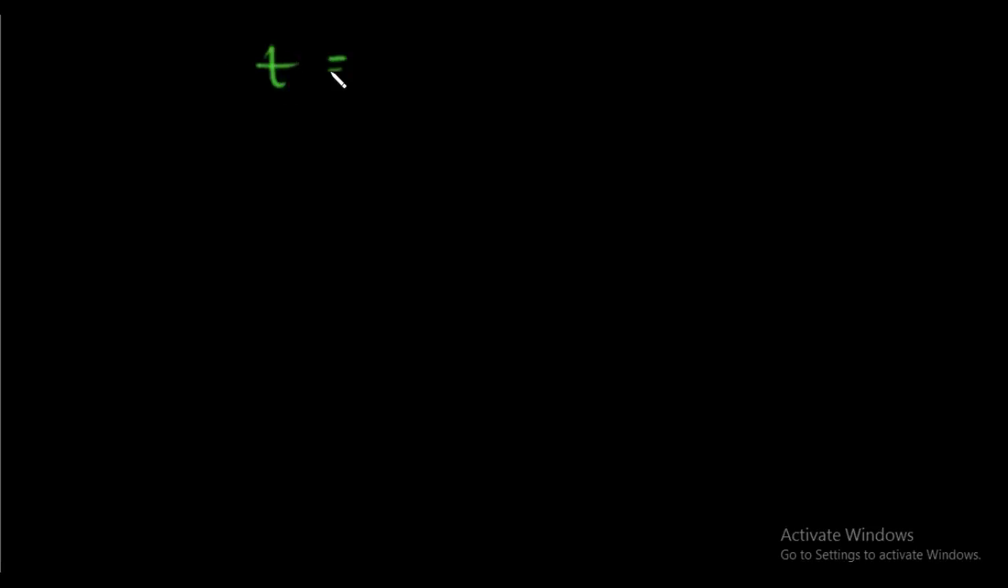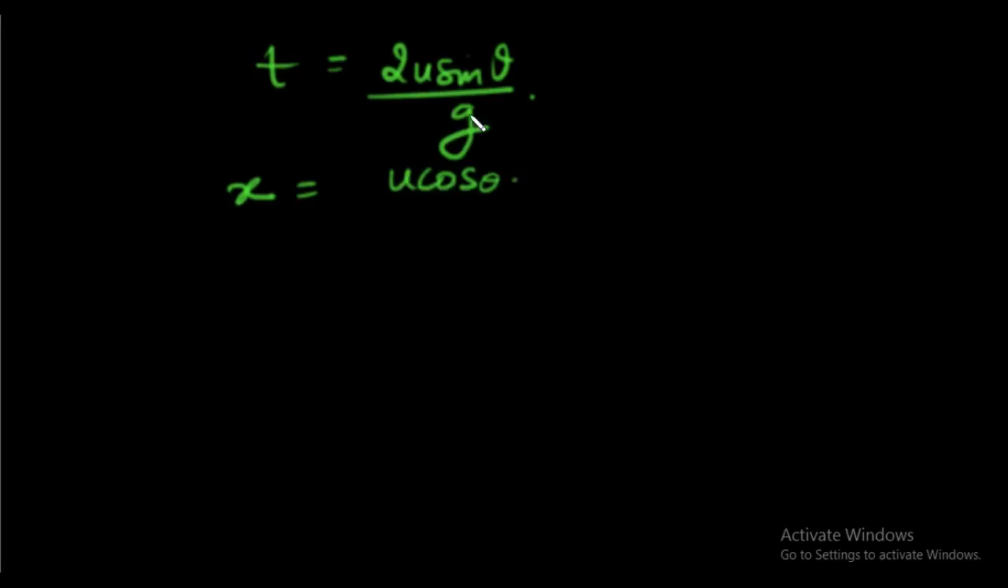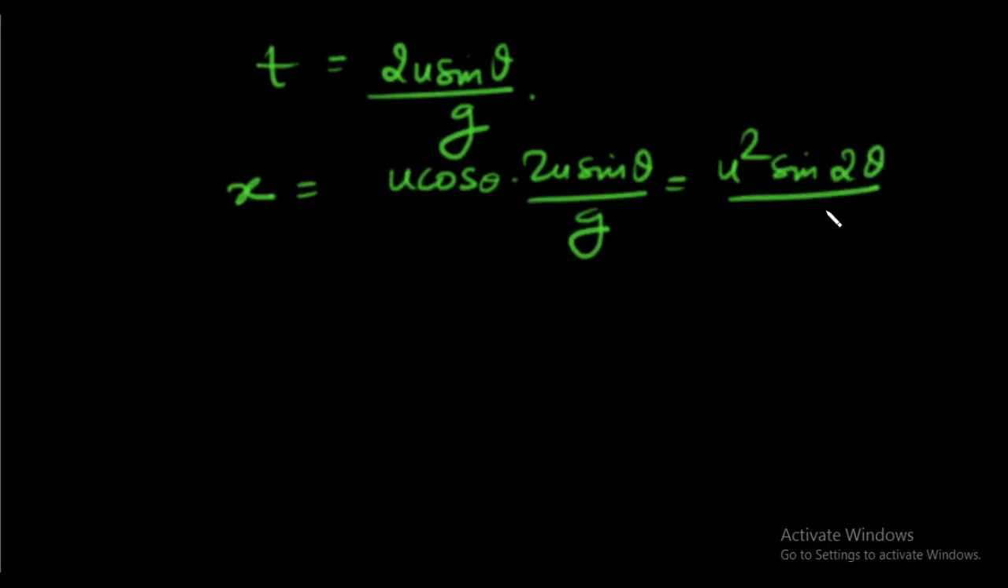So now we have the total time taken, 2u sin theta by g. We can calculate the range over this time. X was u cos theta times the total time taken, which would be here 2u sin theta by g. This is equal to u square sin 2 theta by g. This is the range.